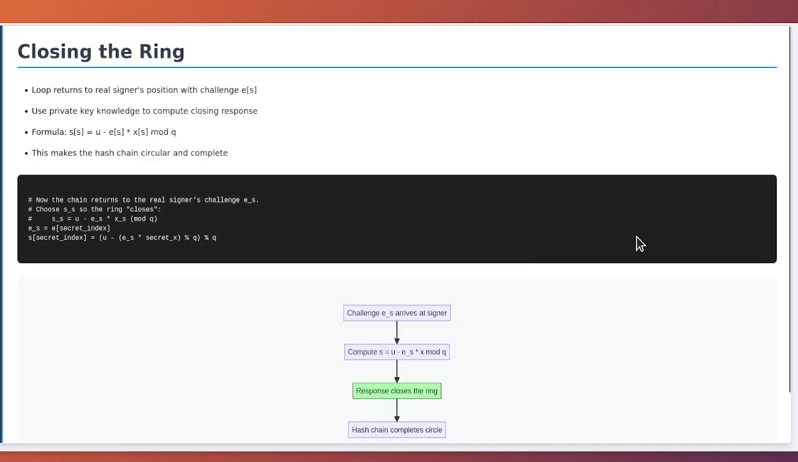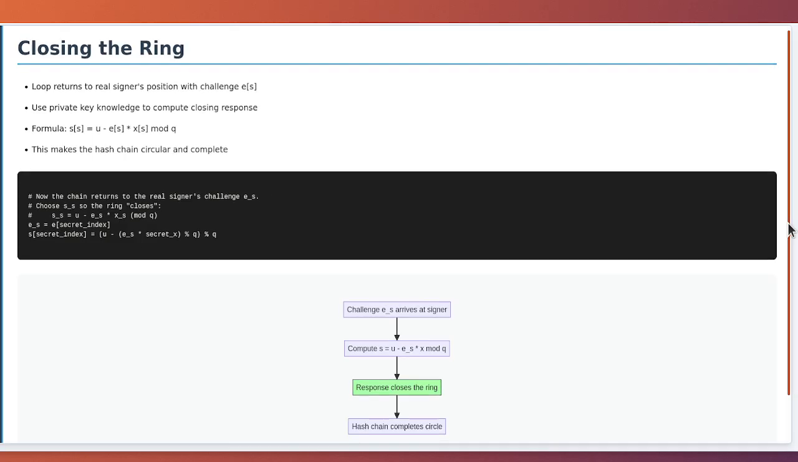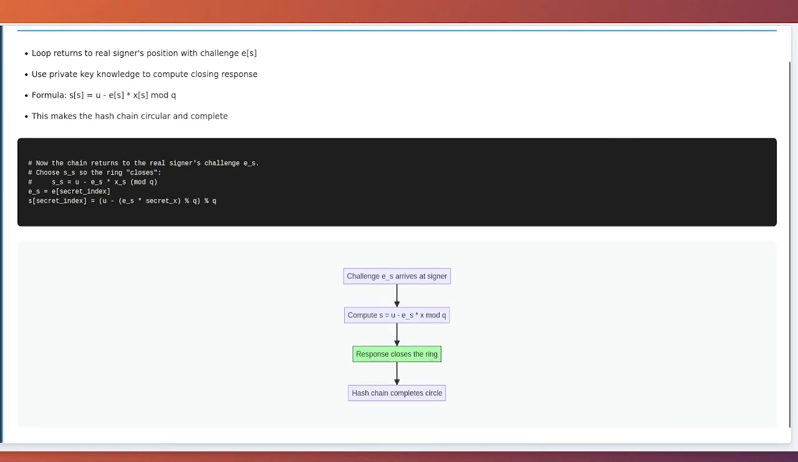Closing the ring. The most critical part of the ring signature construction is closing the ring at the real signer's position. This is where we use actual knowledge of the private key to complete the circular hash chain in a way that makes the signature verifiable. By the time the simulation loop completes, we have filled in challenge and response values for all positions except the real signer. The loop has walked around the ring and computed challenges based on random responses for everyone else. The final iteration of the loop computed the challenge e at the real signer's position, which we extract and store in the variable e_s. Now, here's the crucial insight.